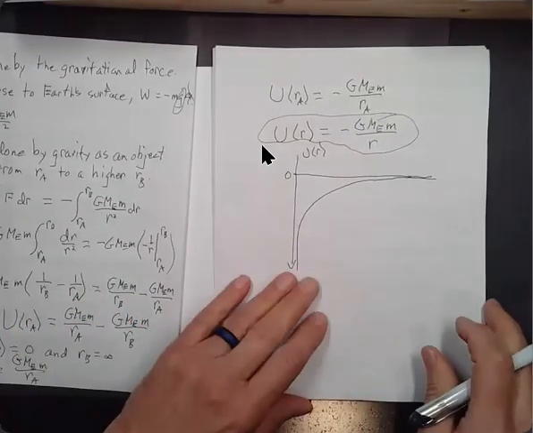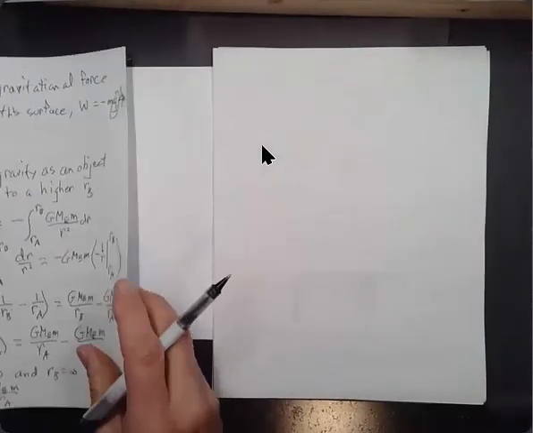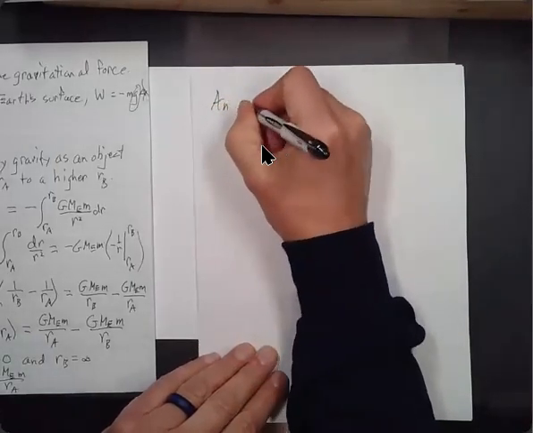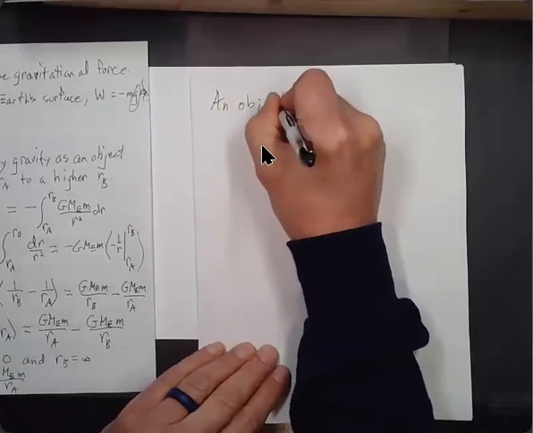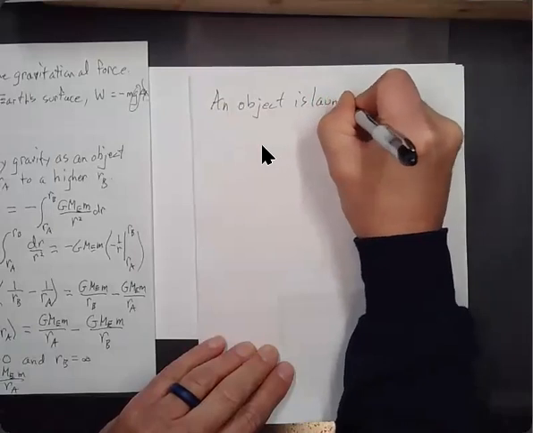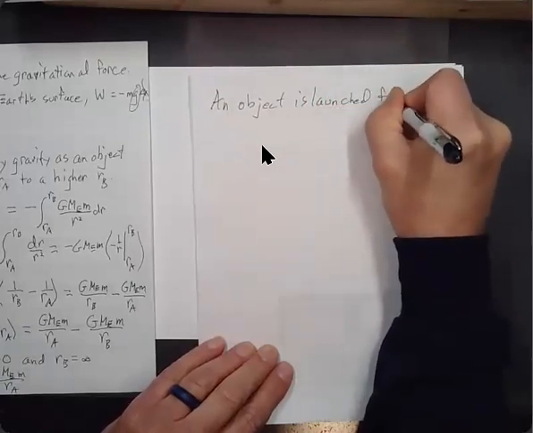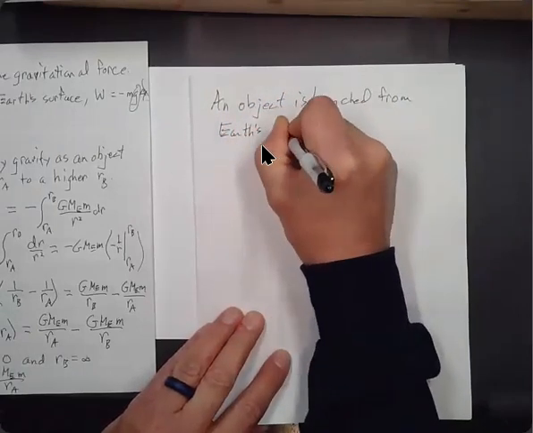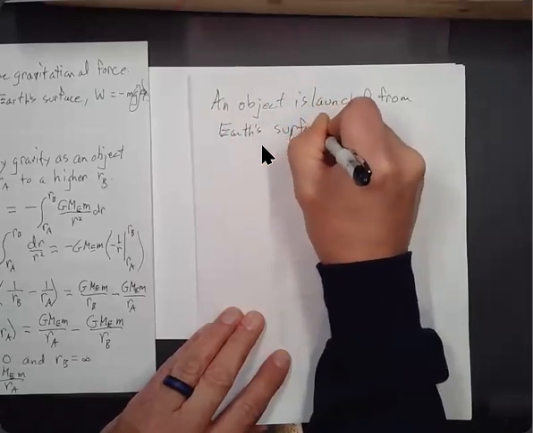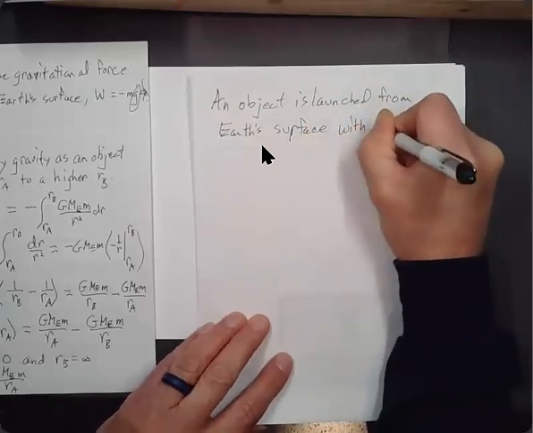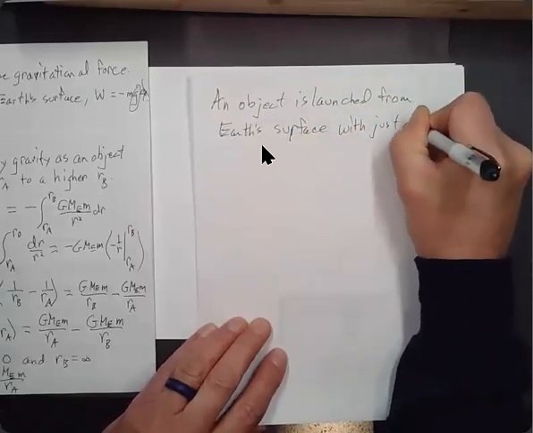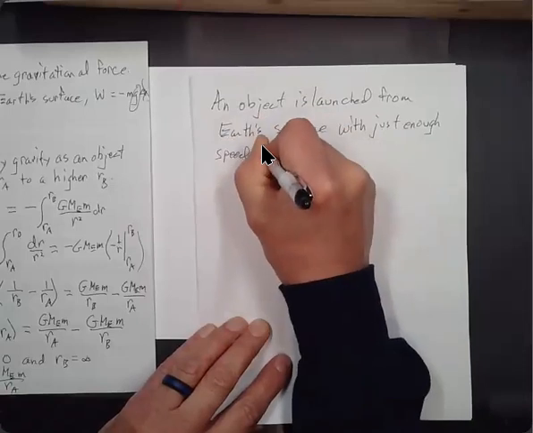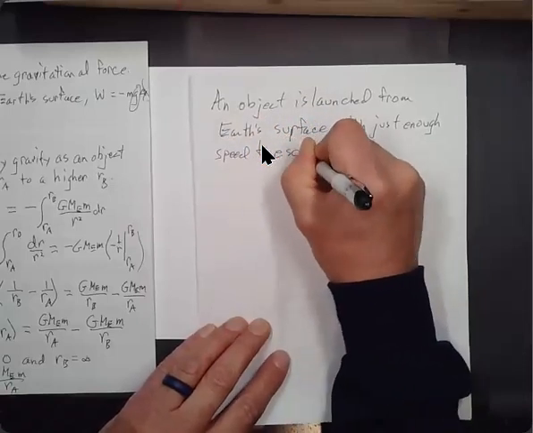Well, one of the first things we can do with that is imagine that we have something on the surface of the Earth, an object is launched from Earth's surface with just enough speed to escape Earth's gravity.